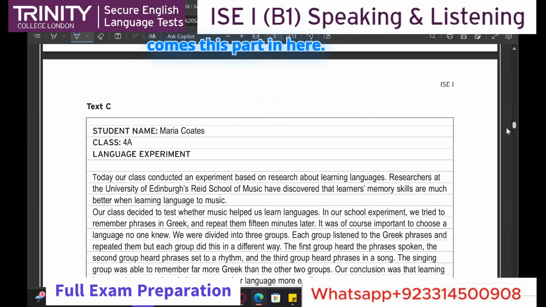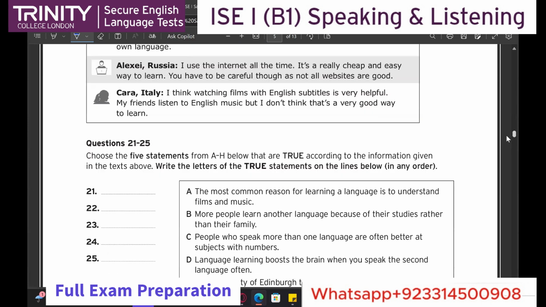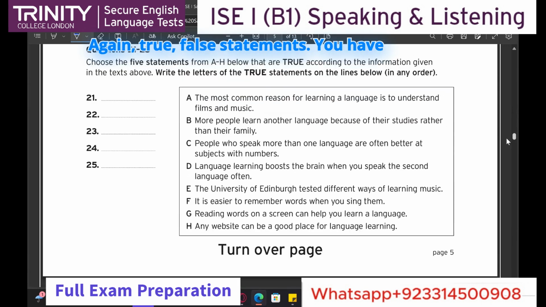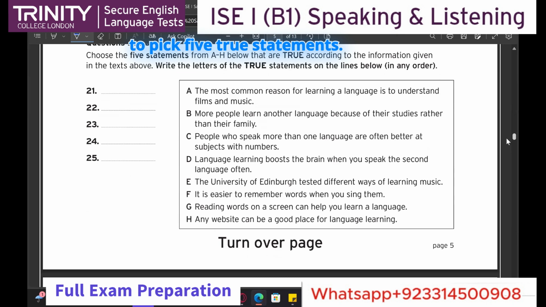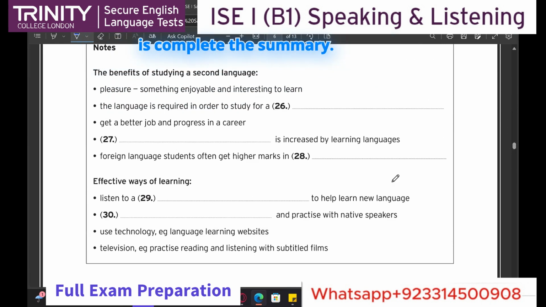Then comes this part in here. Again, true, false statements. You have to pick 5 true statements. After reading the text, you know this one, you already read this. And then comes the last part. This is complete the summary.